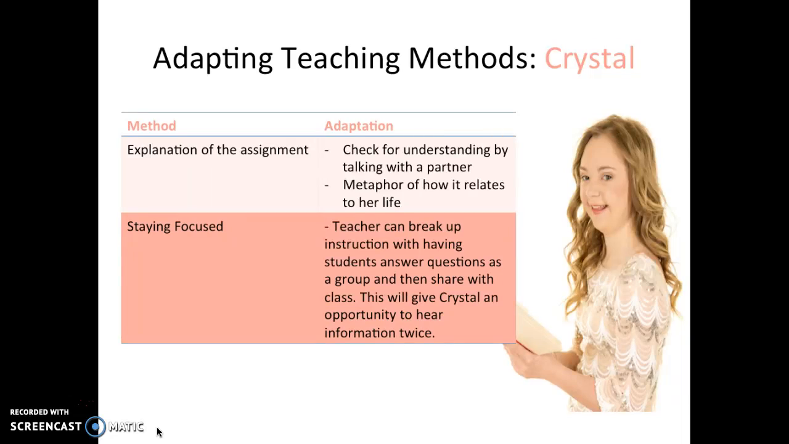When explaining what a critical design review is, the teacher can check for understanding by asking students to turn and share with each other what they think it means and their understanding of the project. This way, Crystal can verbally share what she knows about the assignment and the partner can add to her understanding.